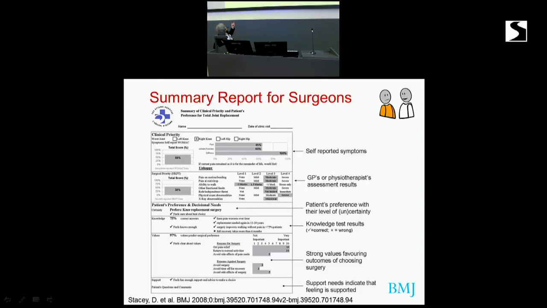Feel sure about the best choice, feels they know enough, feels clear about values, feels they have enough support and advice. And we map that with their actual knowledge scores on the test and their values for reasons for surgery, reasons against surgery. You can see where this outweighs the reasons against surgery. So this report is created and given to the surgeons as part of the process of care.